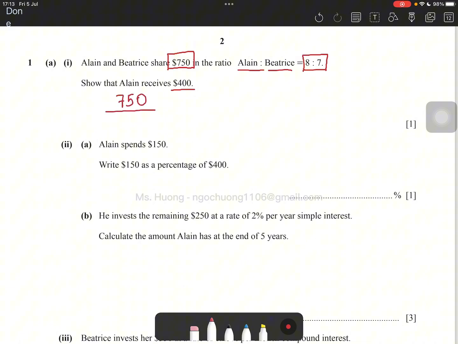750 divided by 15 units, which is 7 plus 8. And this is the value of 1 unit. Then if you want to find Alan, then you see that Alan is corresponding to 8 units. So we multiply the value of 1 unit by 8. And then the answer is going to be $400.